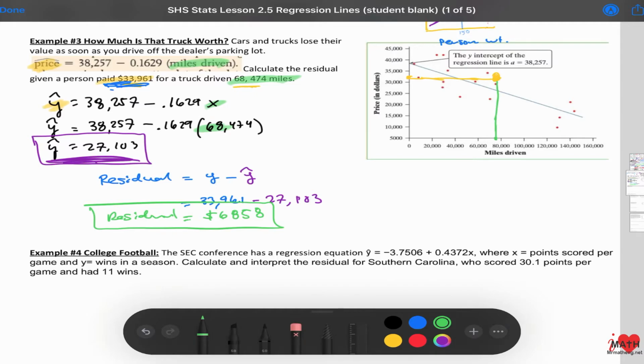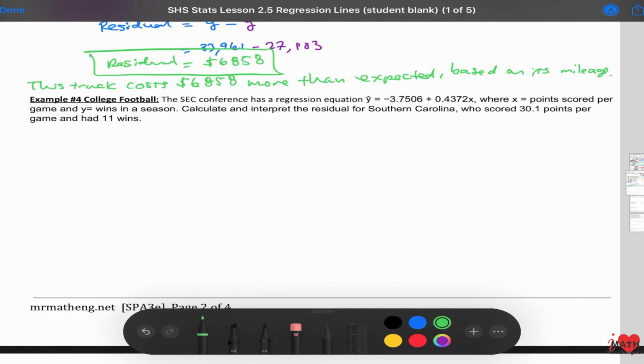It actually could be negative. Let me write a sentence, and we already kind of showed that it was above. So this truck costs $6,858 more because it's above than expected. Maybe you really wanted that car, you're going to go above the price based on its mileage. Okay? All right. You try college football, press pause, and then we'll go over this problem together.